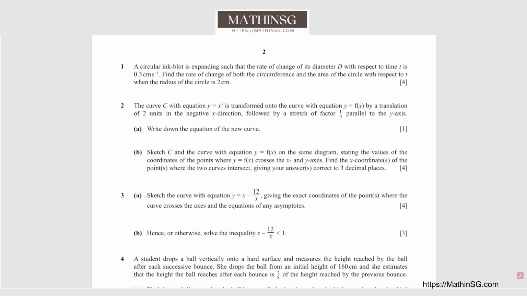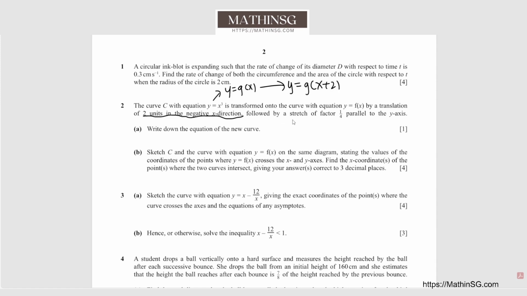Okay, so let's do it this way. You just need to write down. We know that this curve is transformed first by a translation in the negative x direction. So if this is y equals g(x), after the first translation of 2 units in the negative x direction, it will become y equals g(x plus 2).